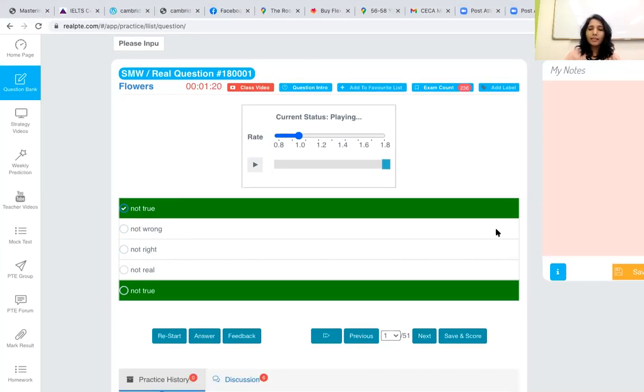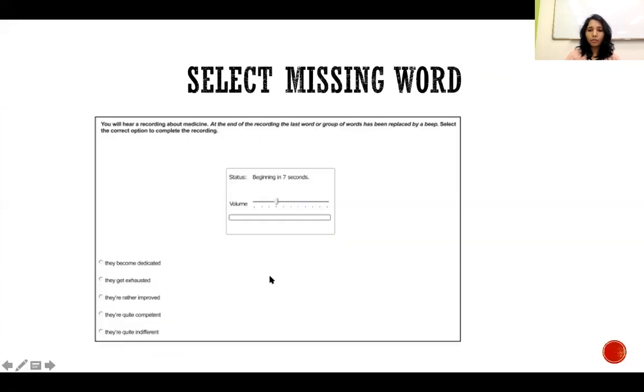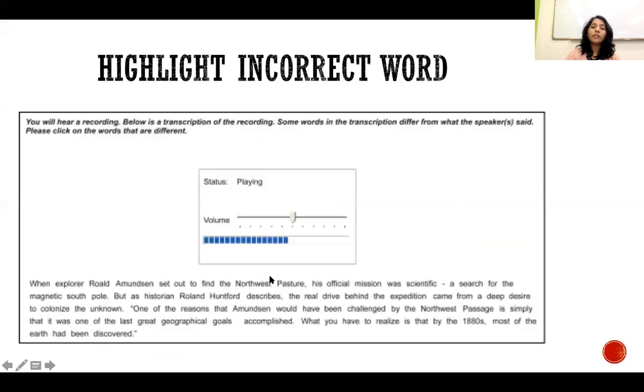Now, let's go back to the most important question type. This is one of the important question types, so highlight incorrect word. This also gives us points towards reading. So this is an important question type, and this question type has negative marking, so it's quite important. So what happens in this question type?